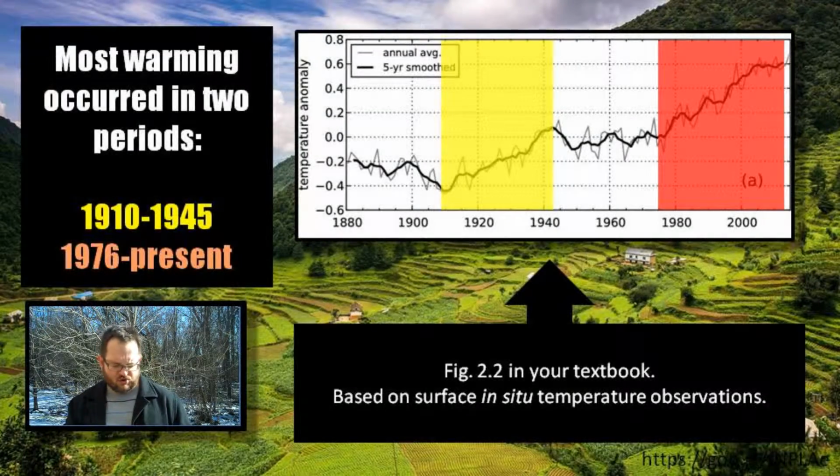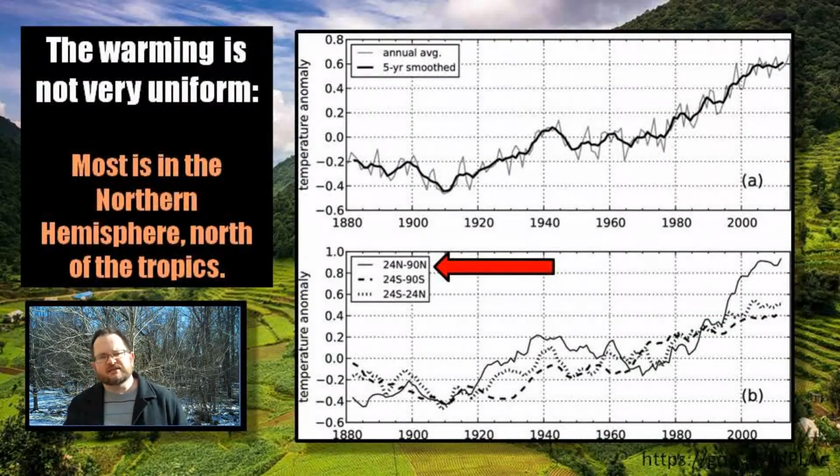But we'll learn more about that later in the course. I want you to know that the amount of global warming and climate change that we're seeing does vary quite a bit by location. The bottom half of that diagram from your textbook shows the climate change in different parts of the world.